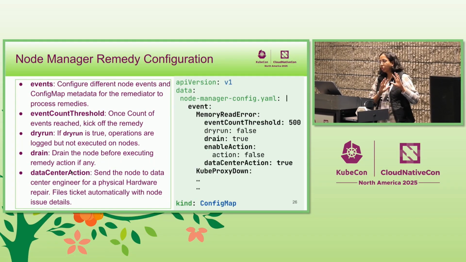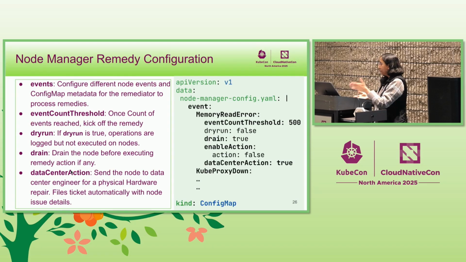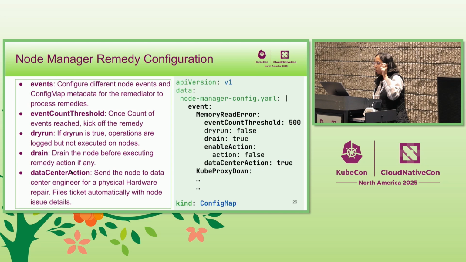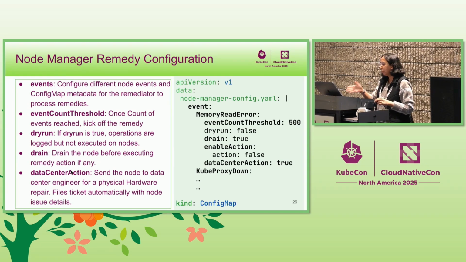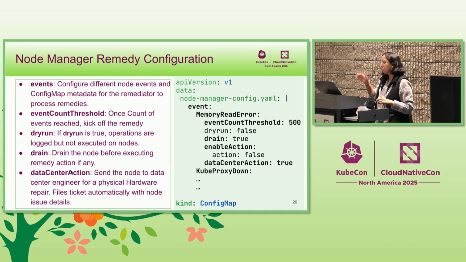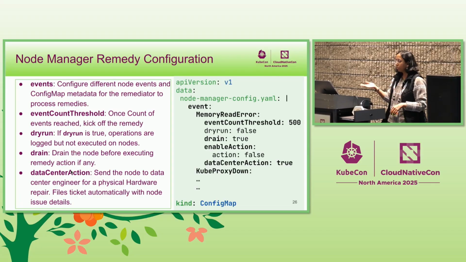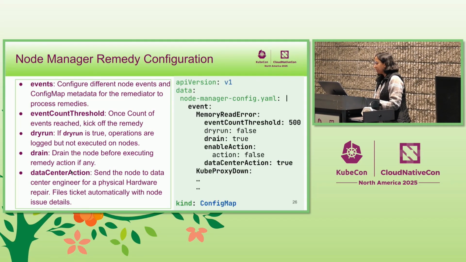So now I configured the checks in place. How do I configure different remedial actions? So here is an example of a memory error event, which is again an event produced by node problem detector. Setting the event threshold count is 500. So if you recall that count field in the event object I showed earlier, the count is matched here. So at any point of time, if the count reaches more than 500 in the event object for a targeted Kubernetes worker node, it will trigger this remedial action. What can be a potential remedy for this? Simply drain the node and send it to a data center engineer for fixing the memory card or memory stick on it.